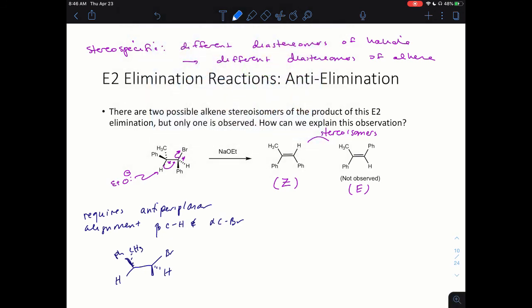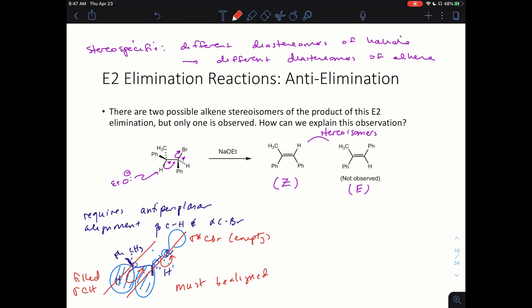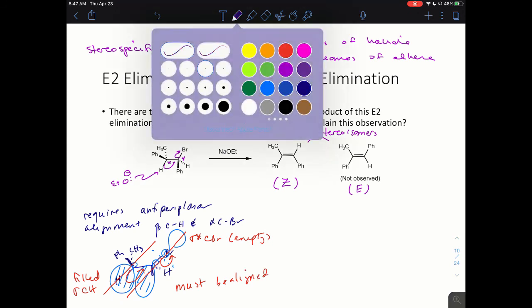But this is required because the electrons from sigma CH are filling up sigma star CBr to break that bond. So we have our filled orbital, filled sigma CH. Those electrons are filling up sigma star CBr. It's empty, it accepts the electrons, and filling up that antibonding orbital breaks the bond. In order for this to happen, these orbitals must be aligned. And to be aligned, they need to have this anti-periplanar conformation.